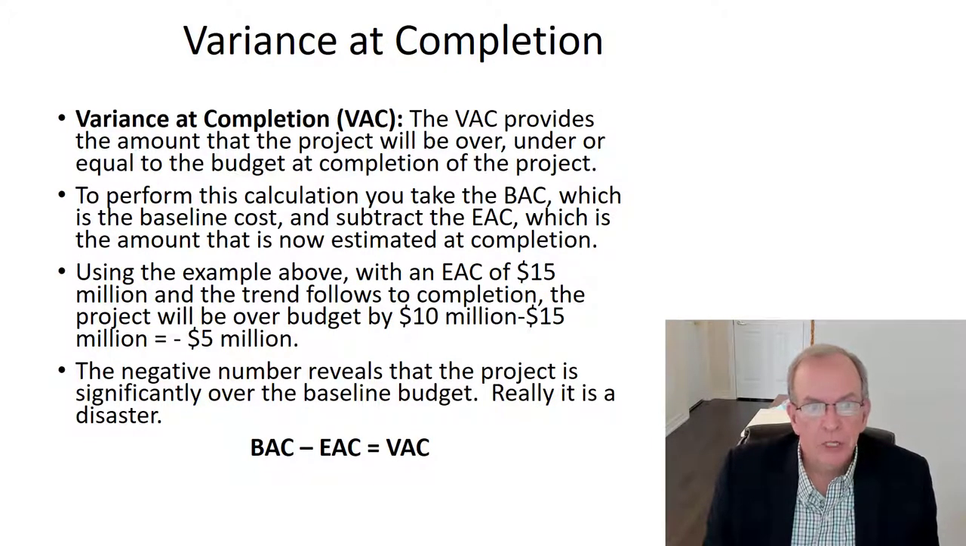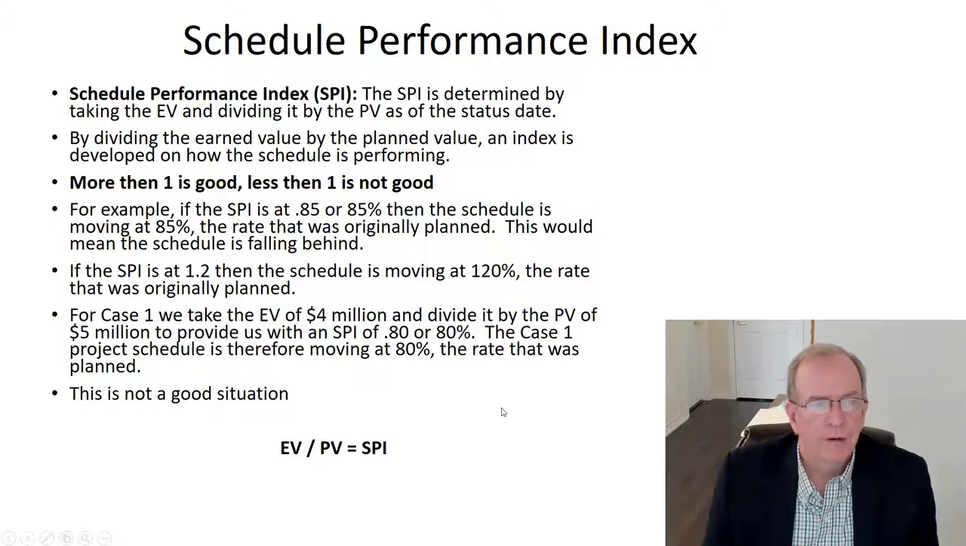And the variance at completion is another one that you can more or less do in your head. It's your budget at completion minus your estimate at completion. So in our case, we have our $10 million budget, and we're going to subtract our estimate at completion, which is 15 million. 10 million minus 15 million gives us a negative 5 million. Not a good thing. Minus 5 million means this project really is a disaster. So we got a very large variance at completion from a cost perspective.